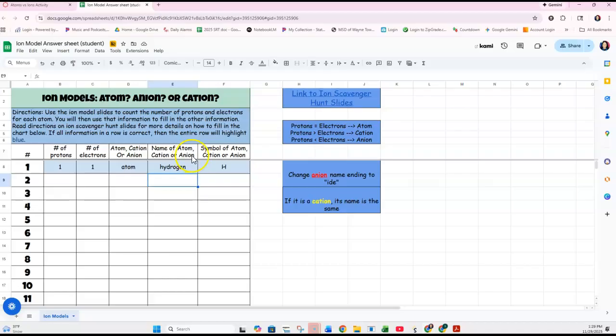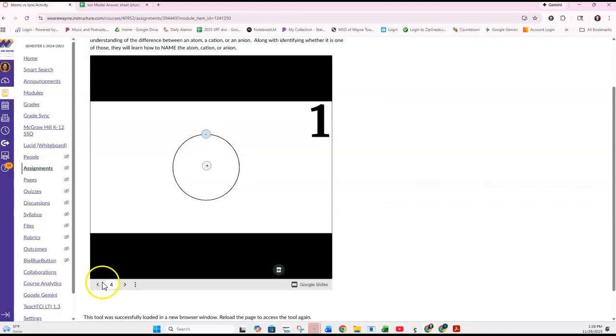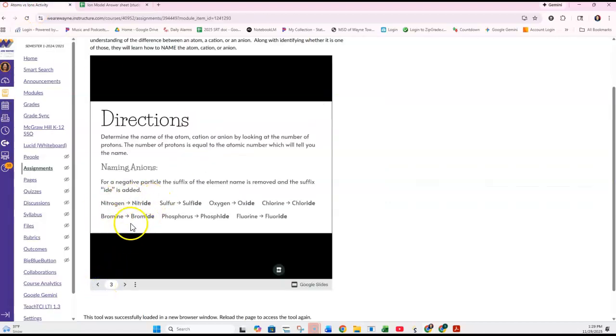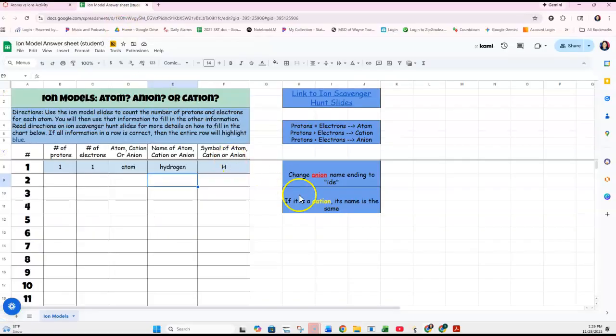The name is all based off of whether it's an atom, cation, or anion. If it's an anion, that's the only time that you have to look at slide 3. So all you're going to do is make sure that you go back to slide 3 when you're trying to get one of these names. I would suggest you do this as the last thing because that will be the one thing that will take you the longest, okay? Cation, same name, is just what you're looking up. So the only difference for your symbol is whatever the chemical symbol is. If there's a charge, you're going to put the charge.